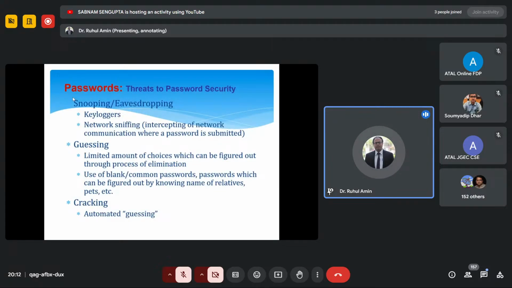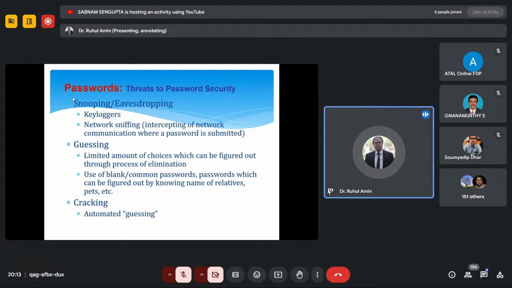There are several techniques. I hope you have listened to or seen in the news that day by day some passwords are being leaked. There are several mechanisms by which we can get a password. For example, keyloggers are there, and network sniffing tools can also be used. We can guess the password, right? And some mechanisms can be used to guess the password also.